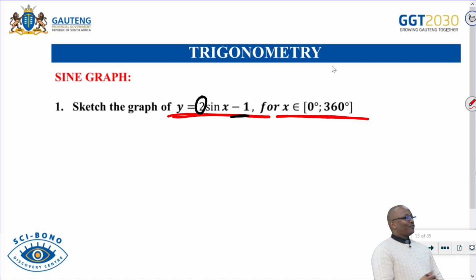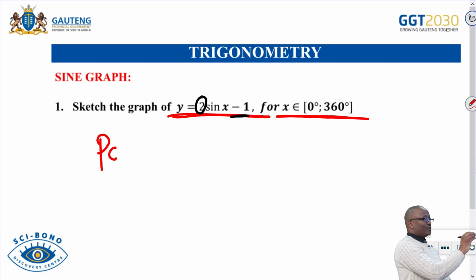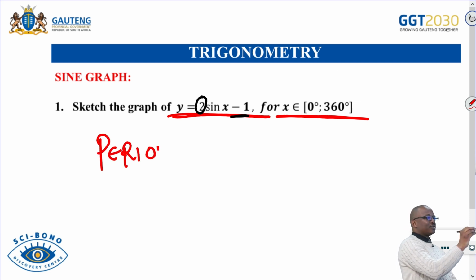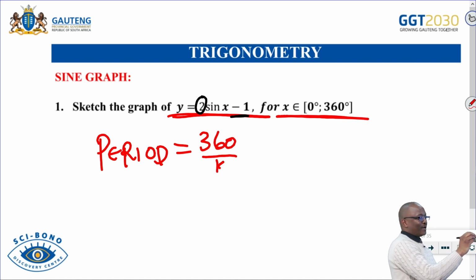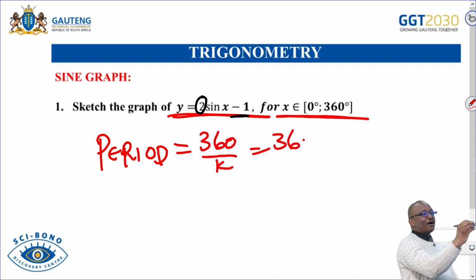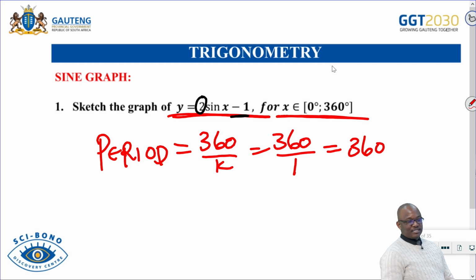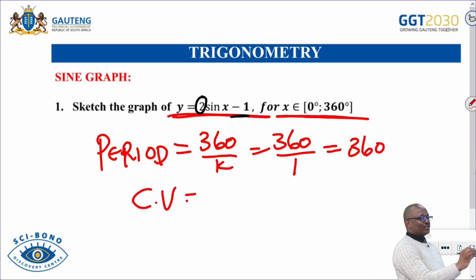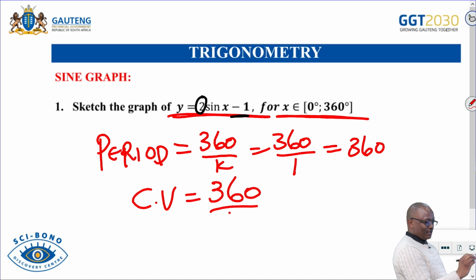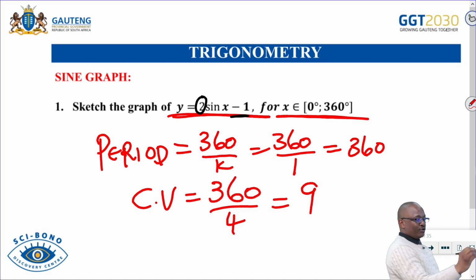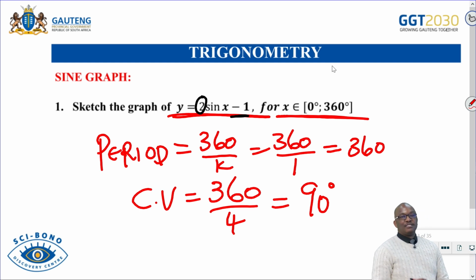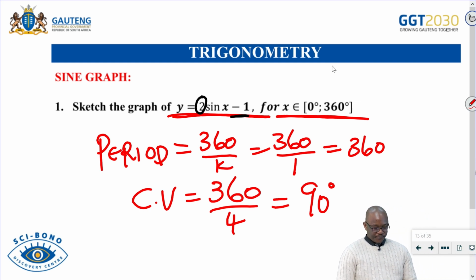But we still go to the basics. You will still get your period. Remember, the period is going to be 360 divided by k, and k is the number in front of x, which is 1. Then you're going to get the period of 360. Then for you to calculate your critical values, you will say 360 divided by 4. Always you will get 90 if you say 360 divided by 4.